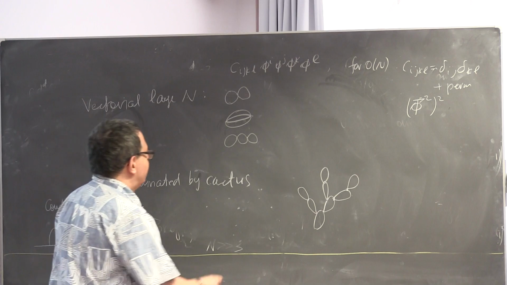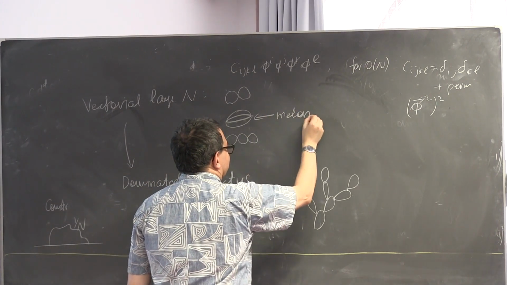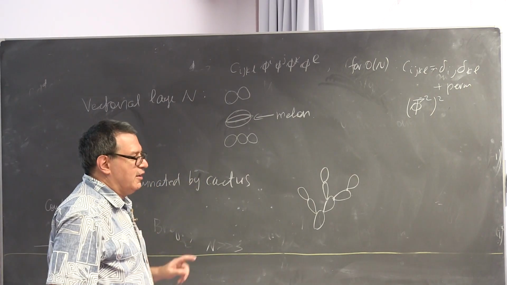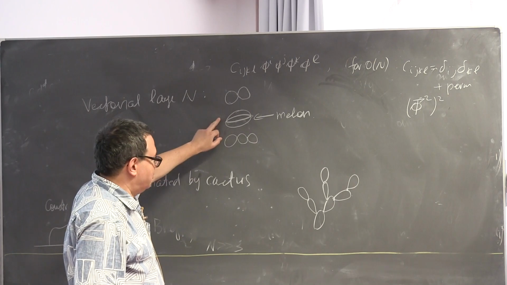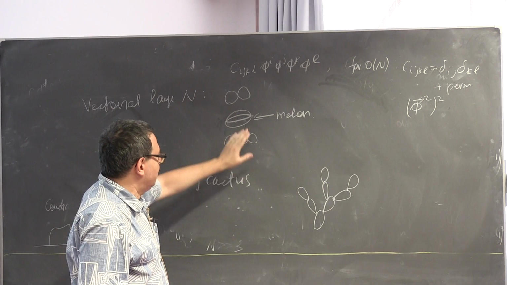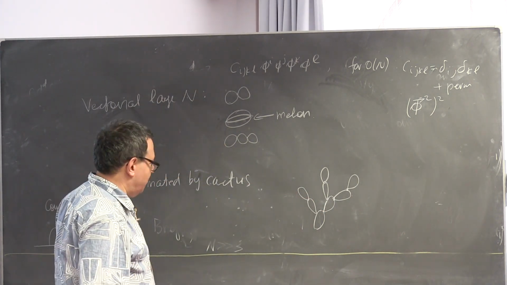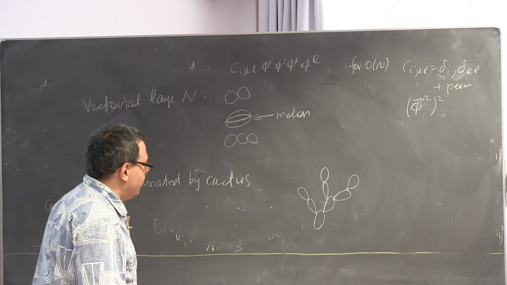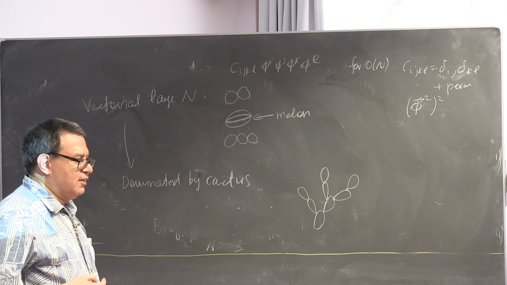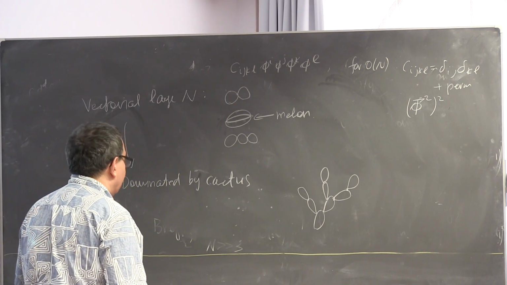Now this one is called a melon, and a melon is not a cactus, right? So there are theories that are now called melonic theories, which are kind of orthogonal to these ones. For the melonic theories, these are subdominant, but for these vectorial theories, these are dominant. And if you read my notes, it's explained in detail how these things work out.